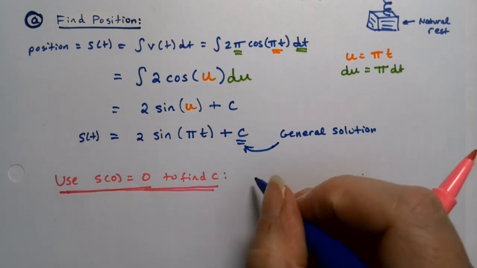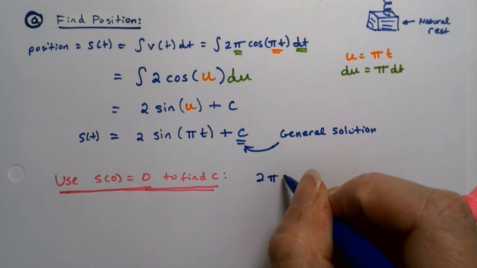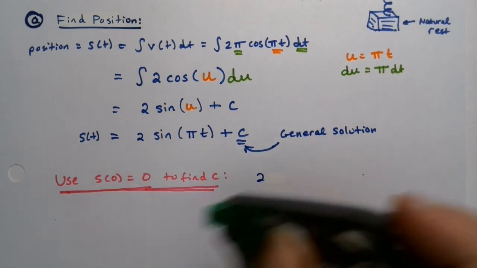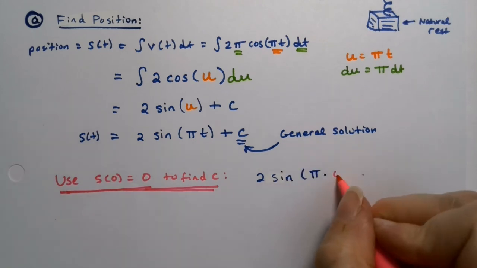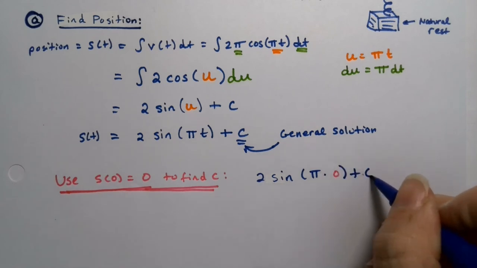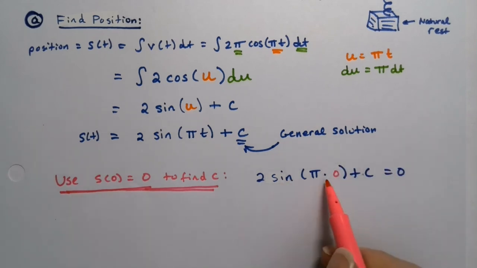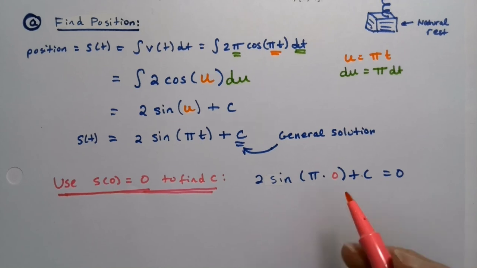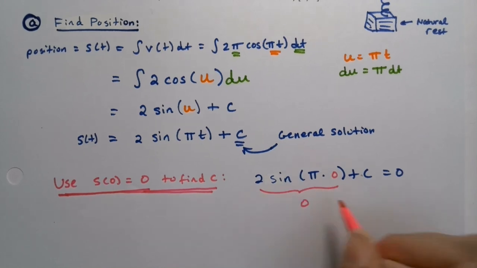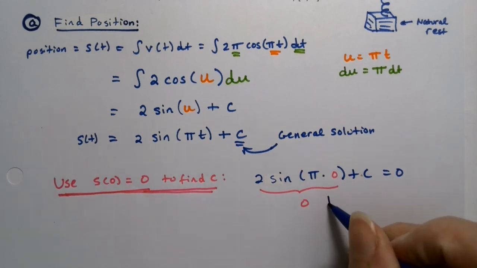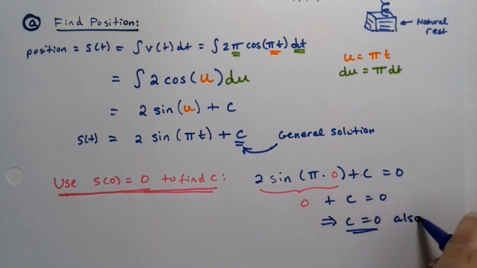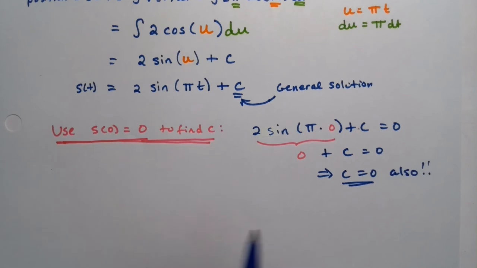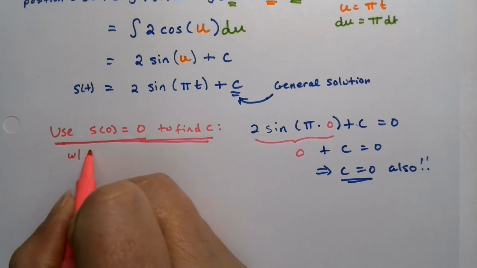So 2 sine of pi times 0 plus c is equal to 0. Well, pi times 0 is 0, and the sine of 0 is 0. So this whole thing is 0. So 0 plus c is equal to 0, and that means that c is equal to 0 also. Now, it's tempting, I know, to skip over this, but do not. You have to do this with transcendental functions.